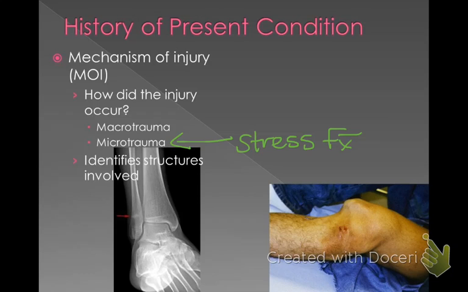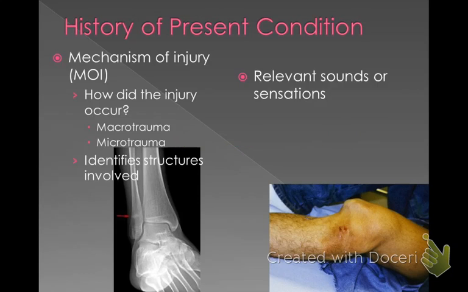During this part of the injury evaluation, you also want to be probing your patient and asking them if they heard any sounds or sensations. So a lot of times you will say, did you hear a snap, a pop, a crackle, any other type of sound or sensation, any numbness or tingling that you felt when you injured the area. You want to know what they felt when they actually got injured.